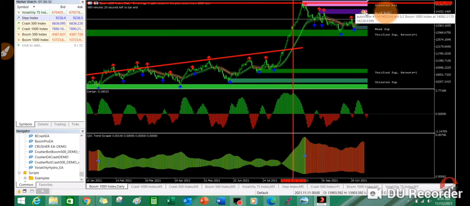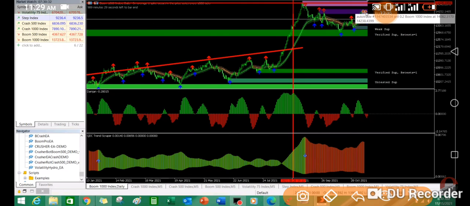So this is the last one. This is Boom 1000, and presently we are in a downtrend. So we had this long uptrend here. As you can see, again, what are the rules to enter? I don't always enter from the first one. I always wait for the second.